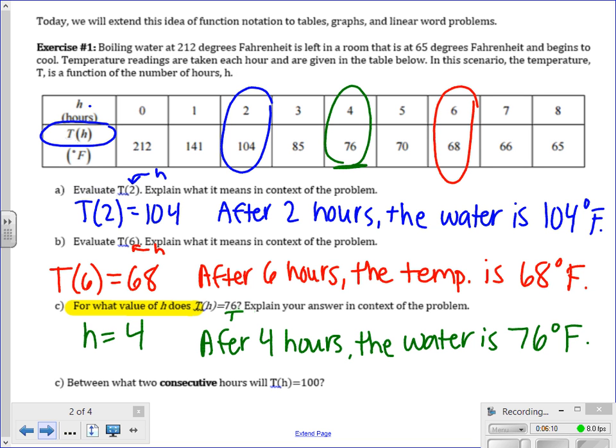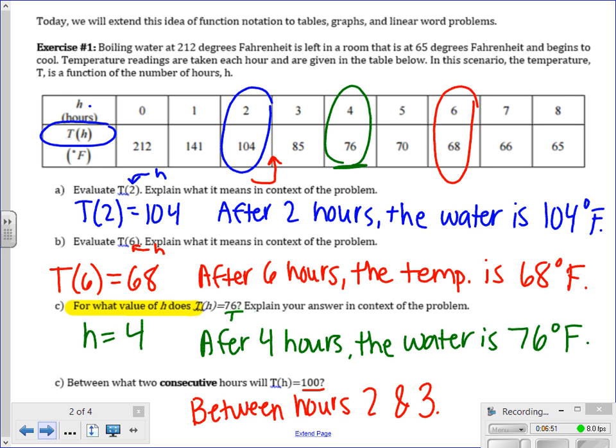All right, last question for this problem. Between what two consecutive hours will T of H equal 100? We have to know what the word consecutive means. The word consecutive means two things that come right after one another. So between what 2 hours next to each other will the temperature equal 100? Well, when I look at my table, it seems like 100 would squeeze in right here between 104 and 85. So it appears that between hours 2 and 3, our temperature will be 100 degrees.